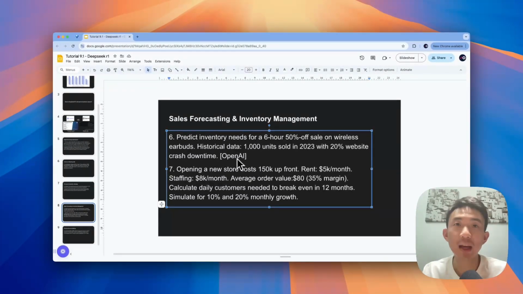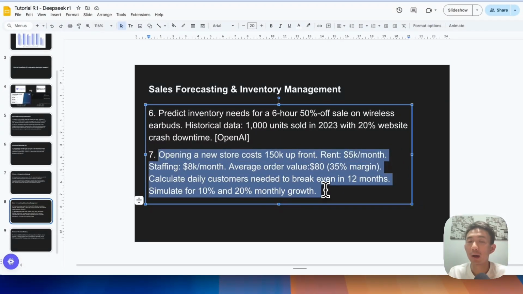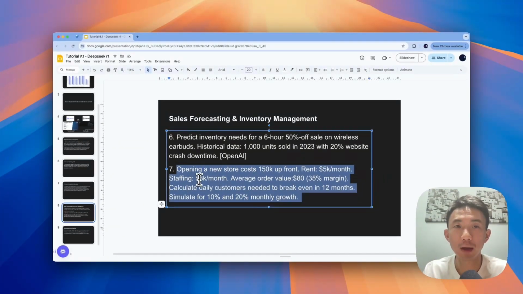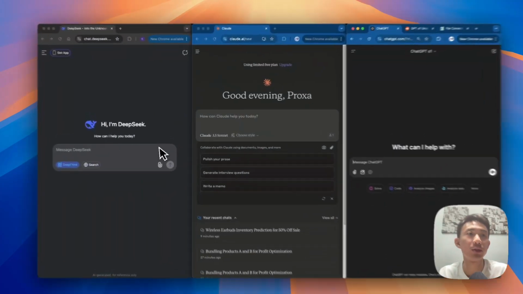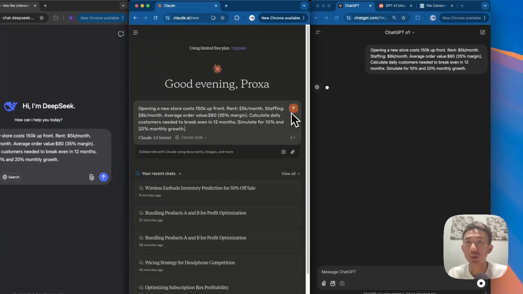Okay, let's do the seventh demo. Opening a new store costs $150K upfront, rent $5K per month, staffing $8K per month, average order value $80, and 35% margin. Calculate daily customers needed to break even in 12 months, simulate for 10% and 20% monthly growth. So basically, it is a break-even analysis. Let's take a look at the answers from all 3 models.